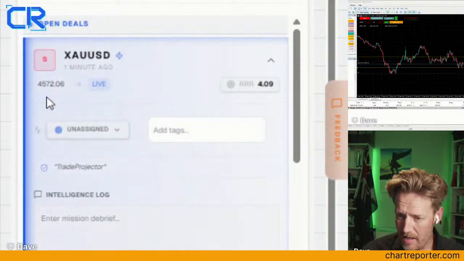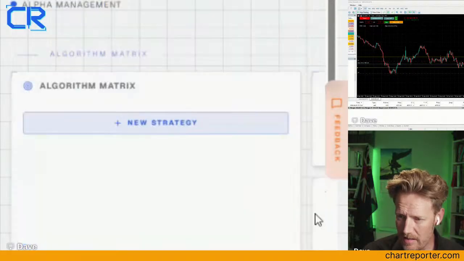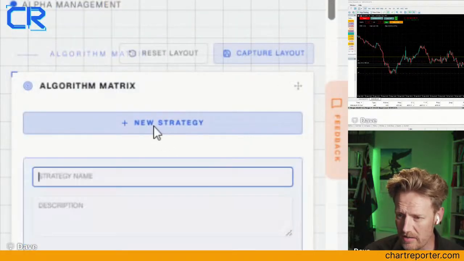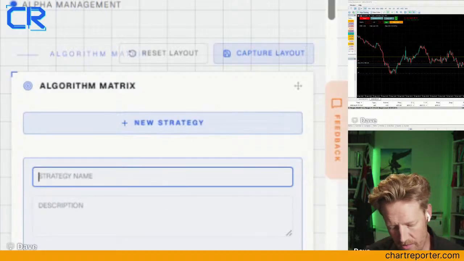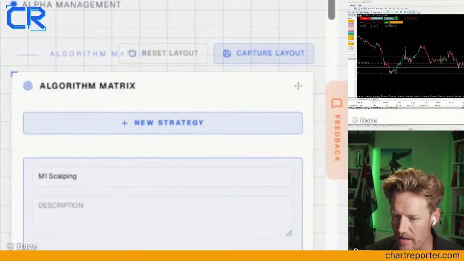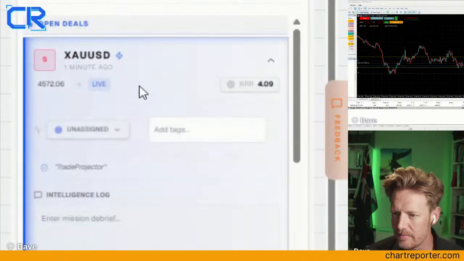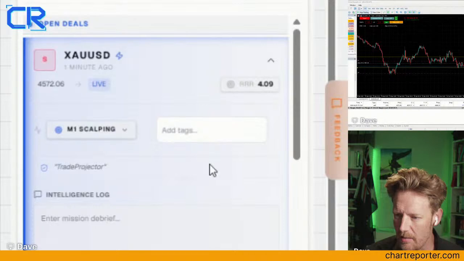And I can come in here and I can say this is a new strategy that I'm trying. Let's go and create a strategy and call this M1 scalping. You can see you can put magic numbers in. So if you're doing EA trading, you can automatically tag your trades using magic numbers. M1 scalping. All right, I'm going to tag this as an M1 scalping assignment.